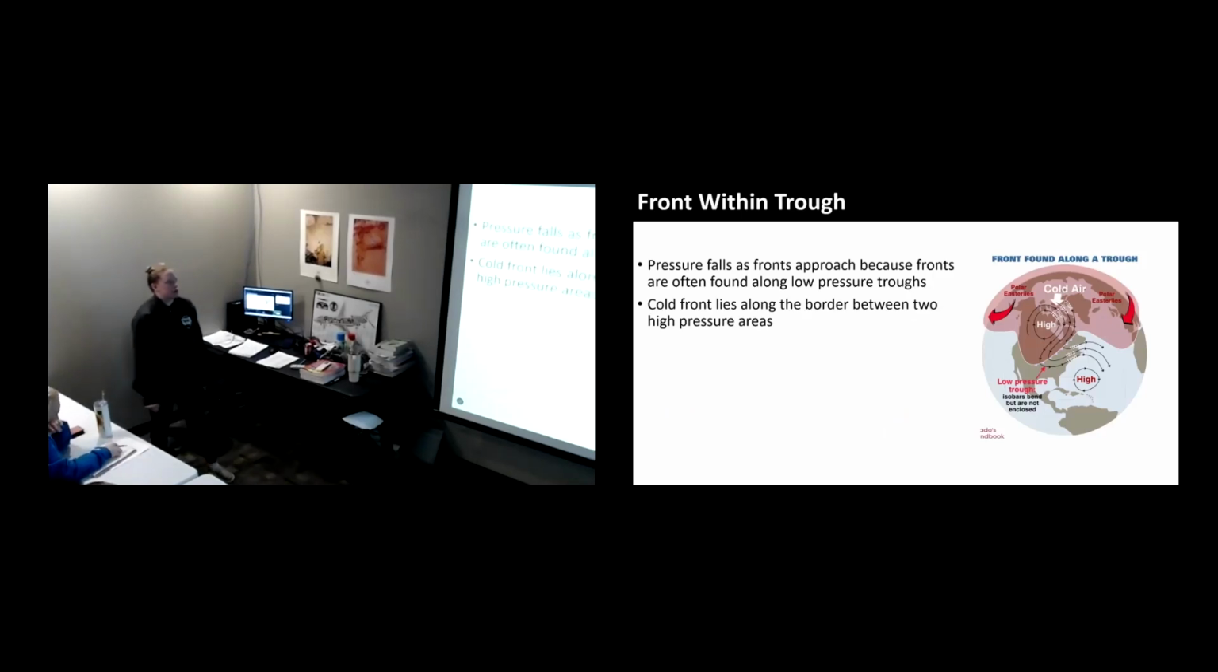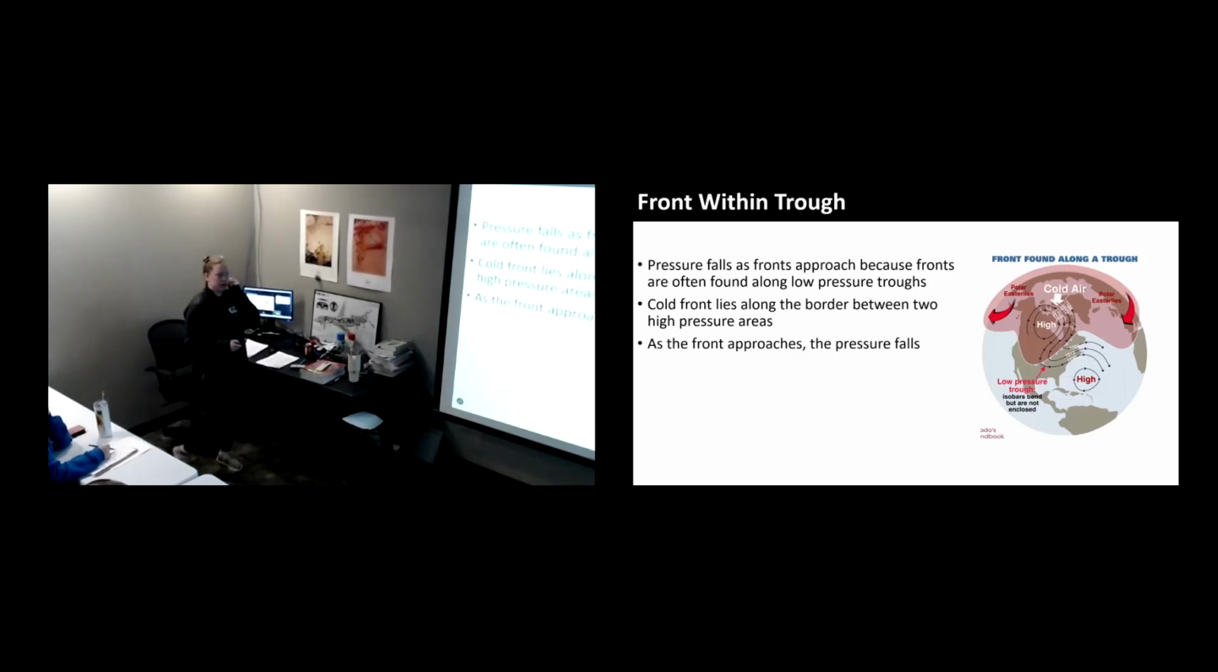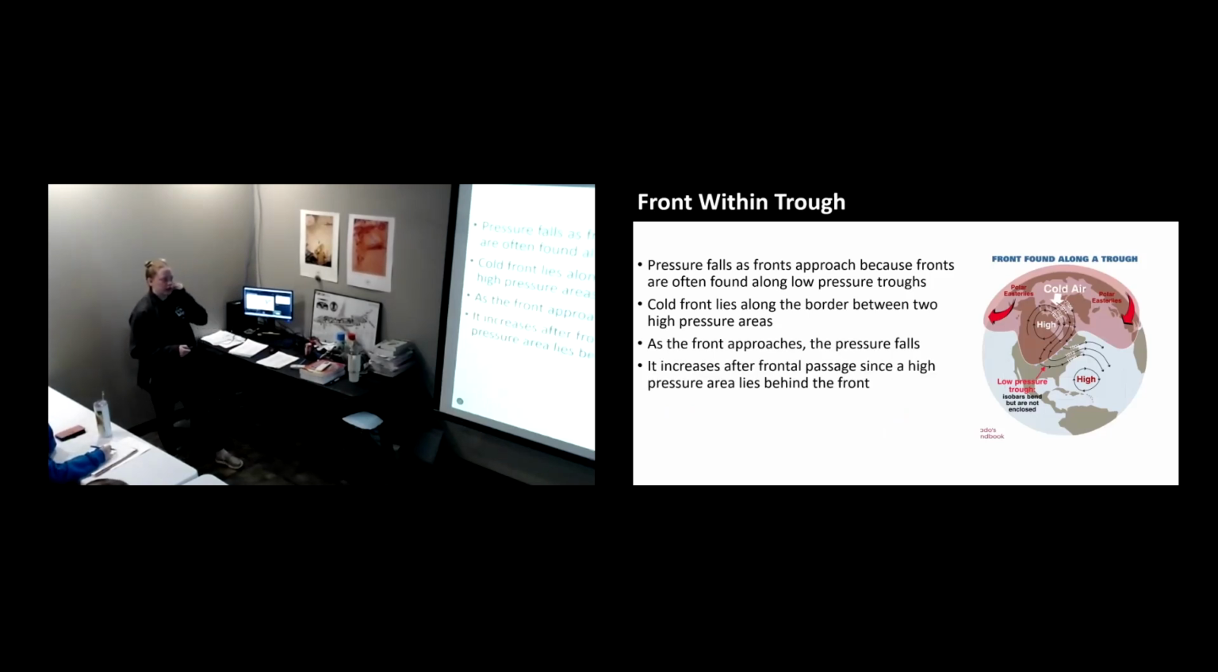Front within a trough, pressure falls at the front as it approaches, because the fronts are often found along low pressure troughs. Cold fronts lie along the border between two high pressure areas. As the front approaches, the pressure falls. It increases after a frontal passage since the high pressure area lies behind the front.